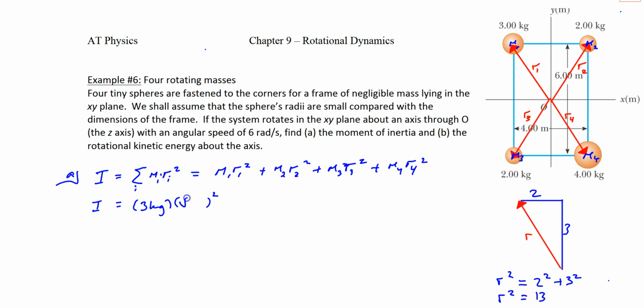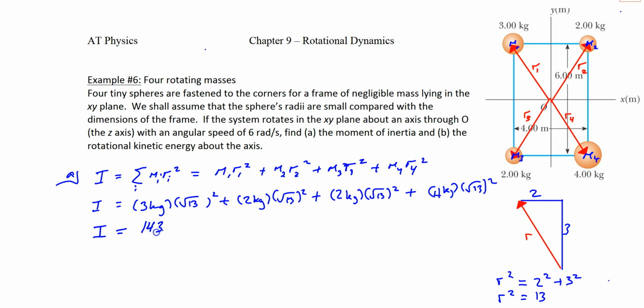So we know that this is root 13, or if you square that, it's just going to be 13. And then we just continue with the other masses. We have the 2 kilogram mass, and that's at the same distance. And then we have the other 2 kilogram mass, that's also root 13. And lastly, you have the 4 kilogram mass, and that's at root 13. I'm forgetting to put units of meters in here, but oh well. So now I'll pull up my calculator and calculate all that. And that adds up to a rotational inertia of 143 kilograms times meter squared.